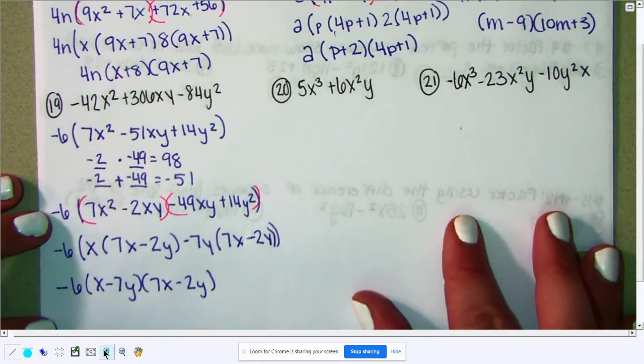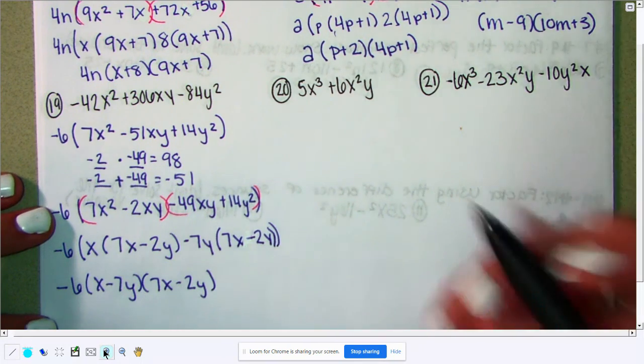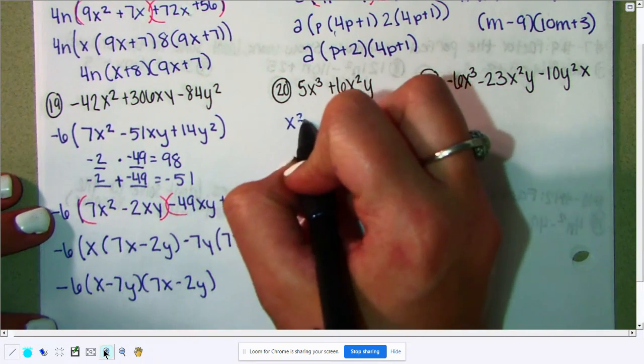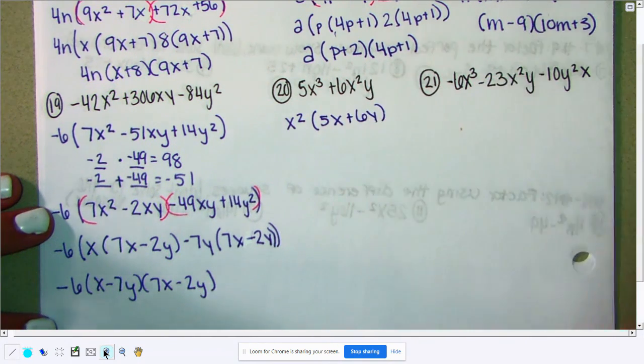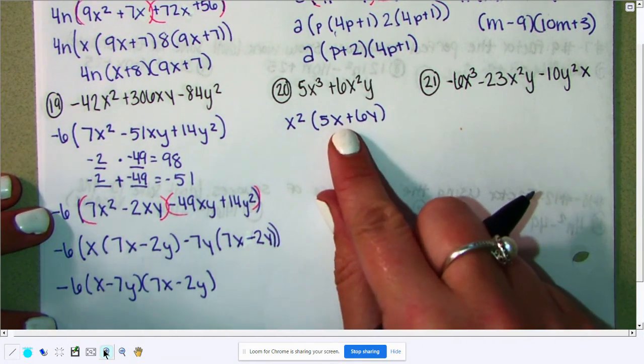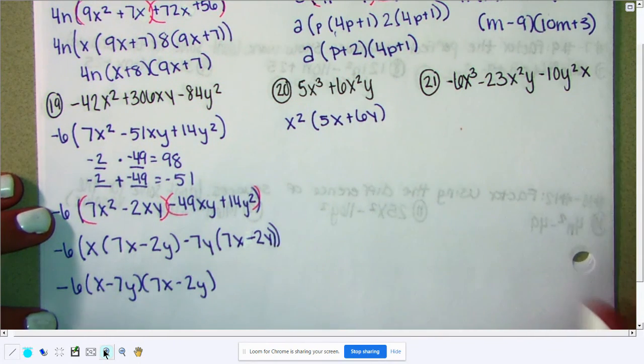All right, let's do number 20. I see a GCF of x squared. So I get 5x plus 6y. There's no way to factor this. This isn't a difference of squares. It's just finished.